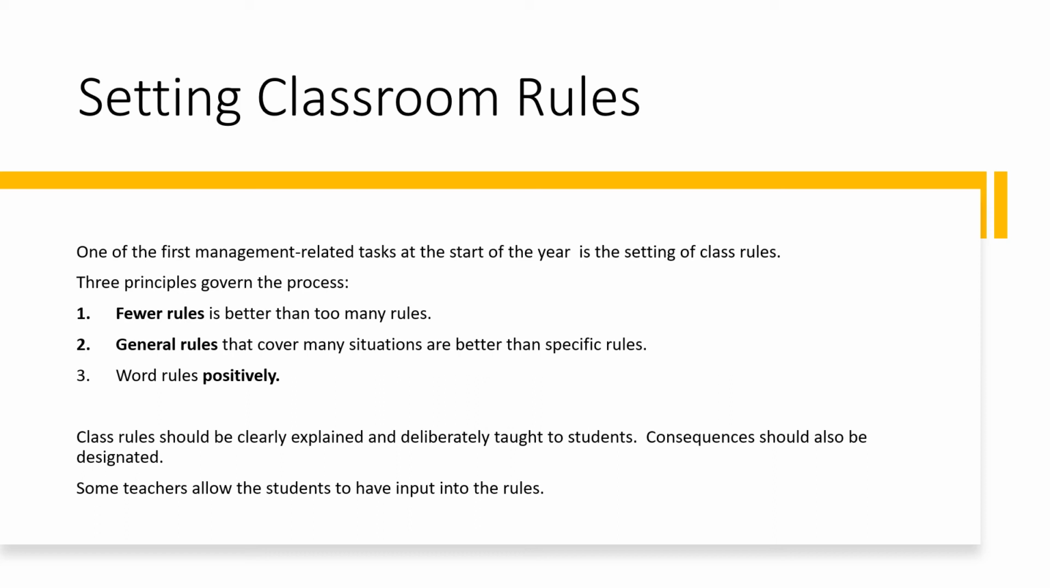Class rules should be clearly explained and deliberately taught to students on the first day of class. Consequences should also be designated. Think about what you want to happen the first time a student breaks a rule. Later in this lecture, we'll discuss how you should not start with the most severe consequence. First, you might give the students a warning. You might even back it up further and go and stand by the student and then give them a warning, and then gradually ratchet up the level of consequence.